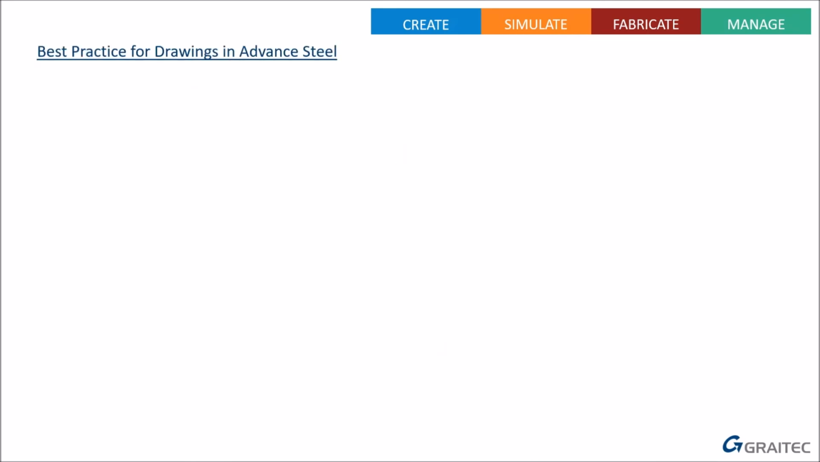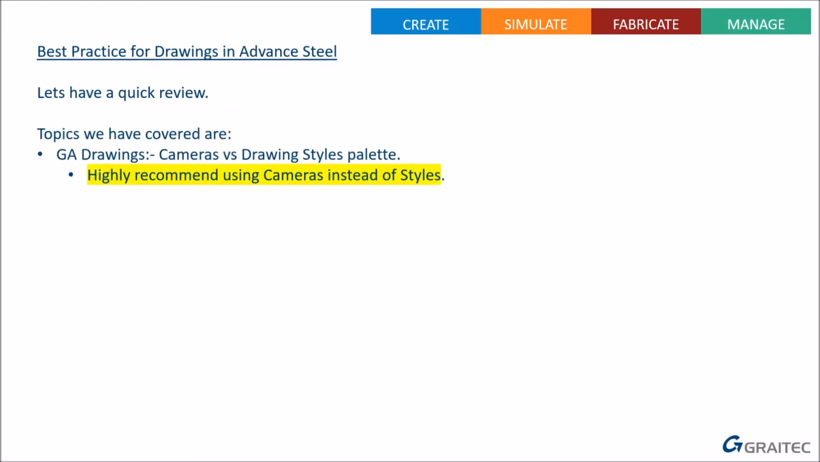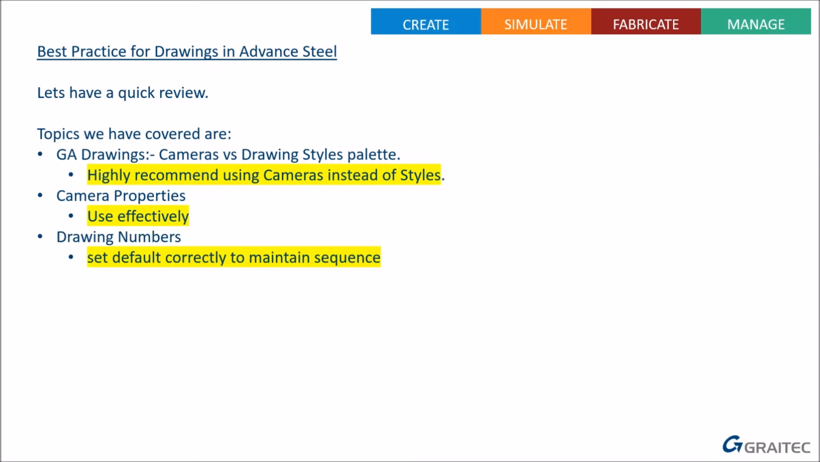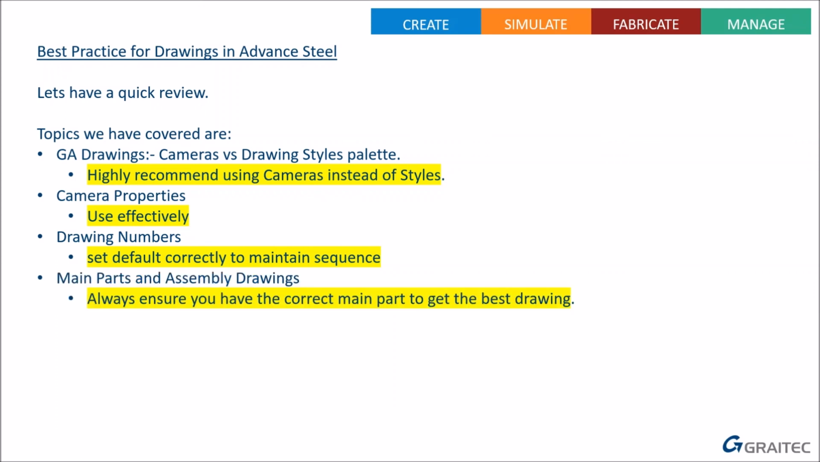So let's have a quick review then. Some best practices for getting better drawings automatically. First of all, should you use cameras or should you use the drawing styles palette to create your GA views? I highly recommend you use cameras because you've got much more control and something traceable and editable afterwards. We discussed each of the camera properties and how they can be influencing the result and hopefully get the best out of the camera. There is that default drawing numbering behavior. You want to tick that so that your GA drawings always stay in sequence.